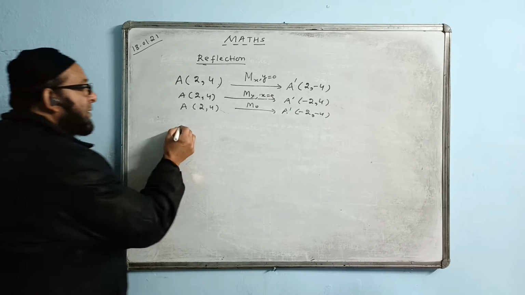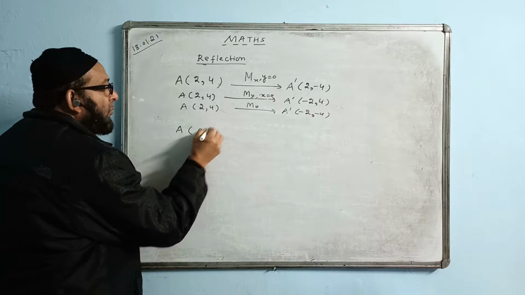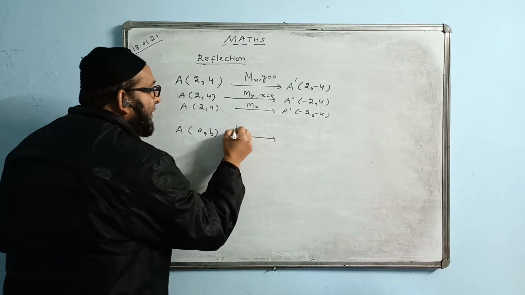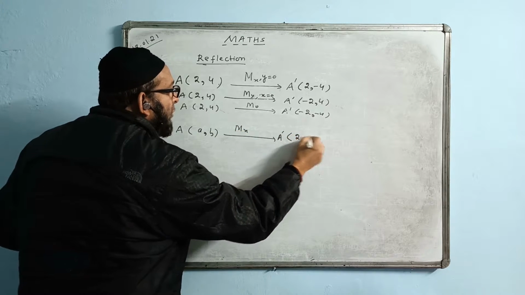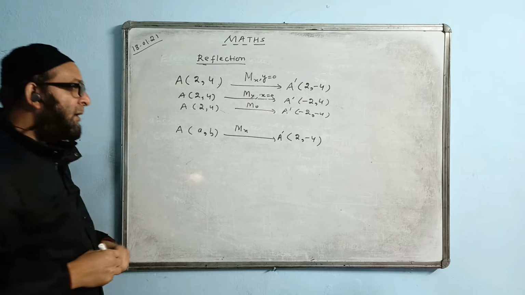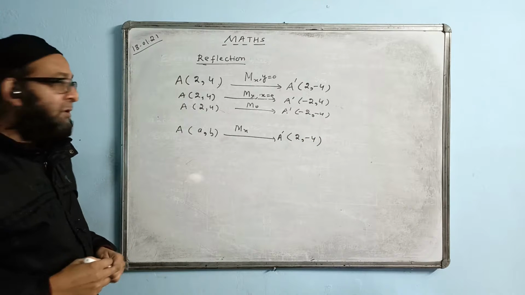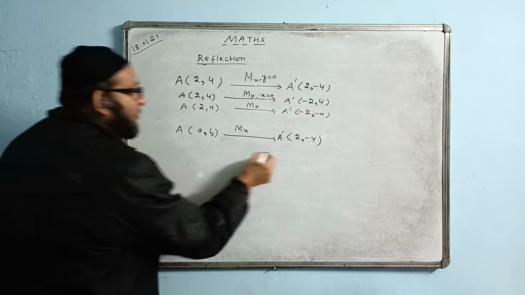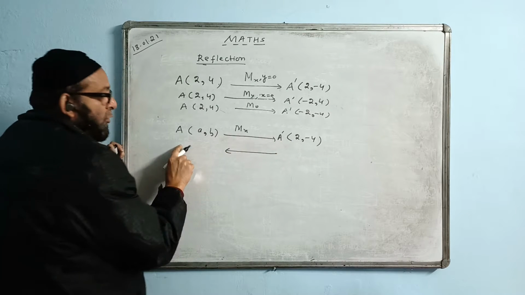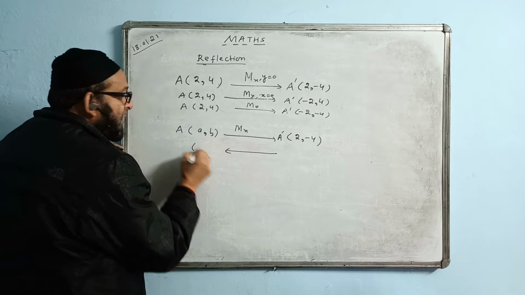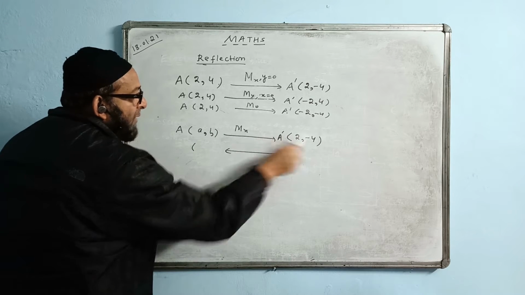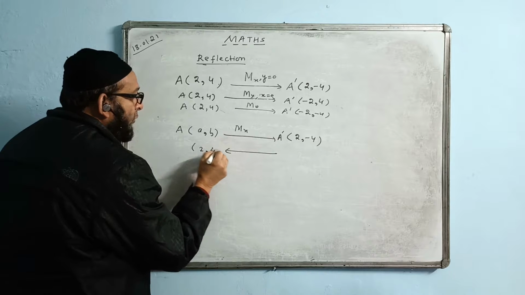Sometimes the question may come like this. Suppose a point (a, b) is given. After reflection in the x-axis, it becomes A dash with the coordinates (2, -4). Find the value of a and b. So this time we have 2 methods to do. This is the image. Let us get the actual point after reflecting in the x-axis. If we reflect in the x-axis, the answer is supposed to come what? The sign of y will change, it will become (2, 4).